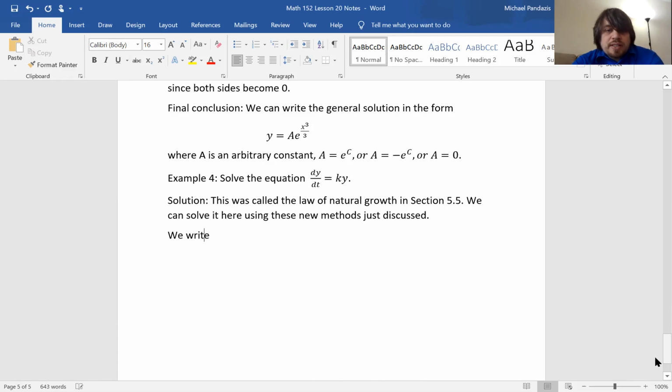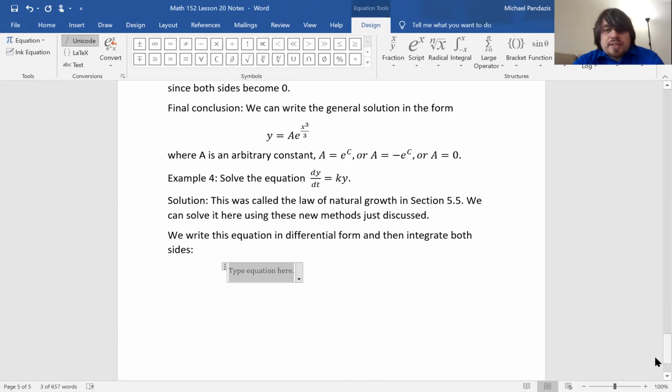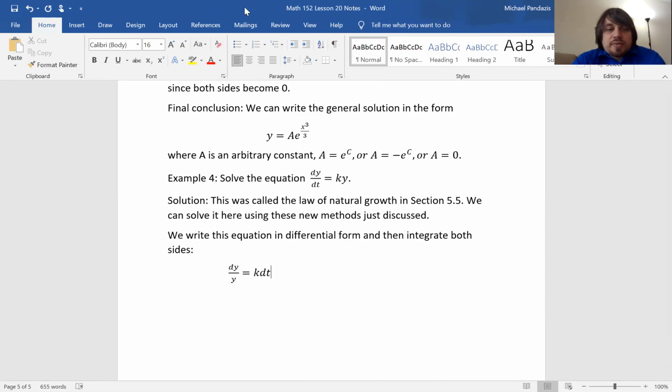So we write this equation in differential form and we integrate both sides. When we write it in differential form, we get dy is equal to ky dt, so dy over y is equal to k dt. This is writing it in differential form because it's 1 over y dy, which I'm writing as dy over y. So dy over y is equal to k dt.